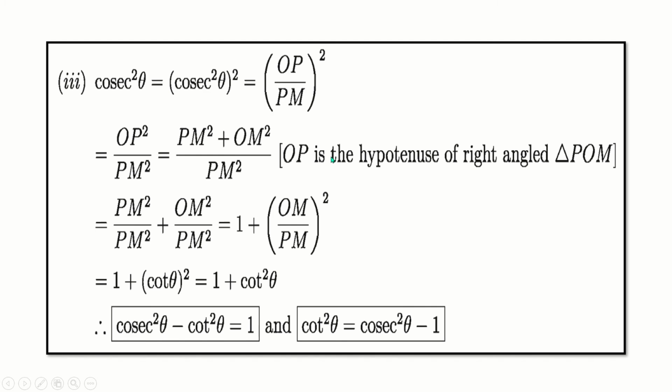Similarly, cosec square theta equals 1 plus cot square theta. From here we can also get cosec square theta minus cot square theta equals 1, and cot square theta equals cosec square theta minus 1. Clear?